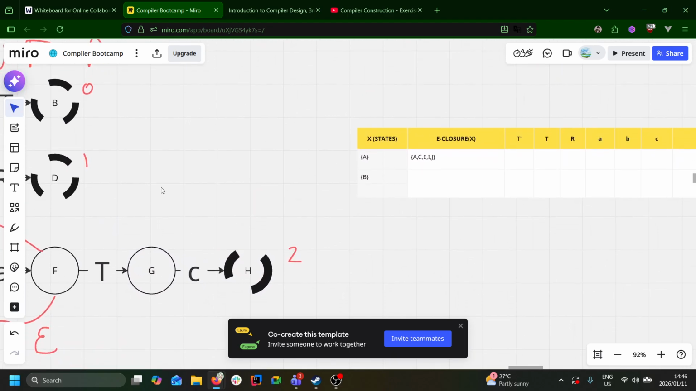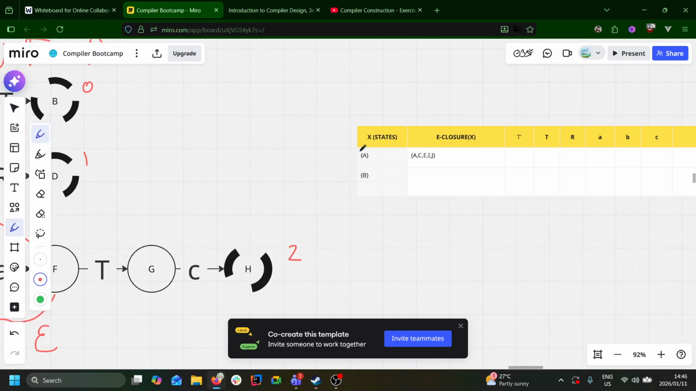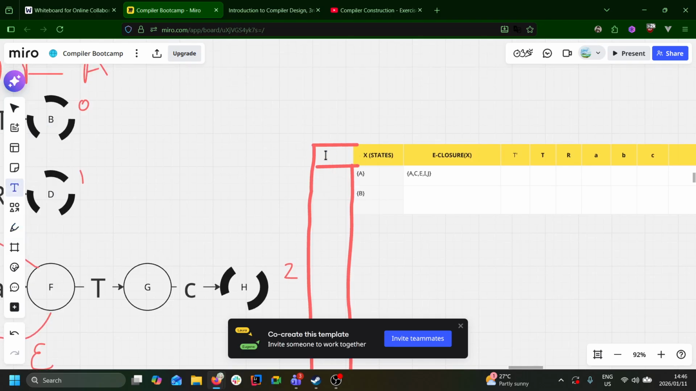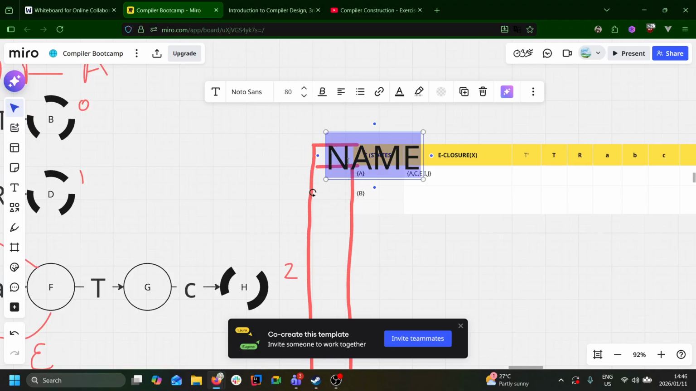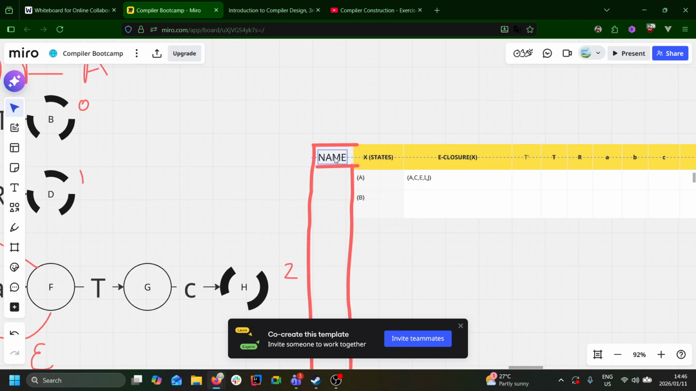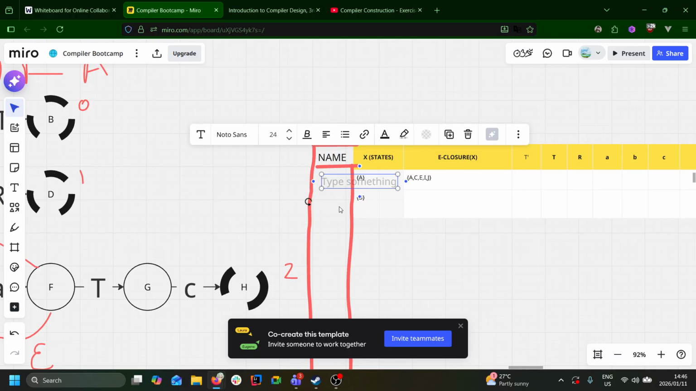Here we are. So I forgot to add another column, and a column that I should be adding is the name. So we're just going to add a rough row. This row would be the name of the groups, or the name of the states, the group of states that we're interested in. So this is going to be name. So you're going to have this. We're going to name these states.